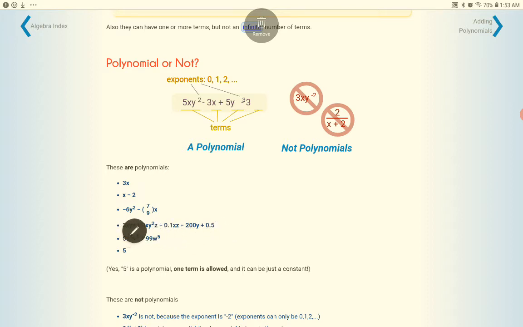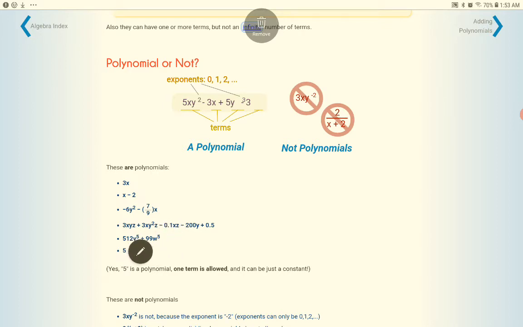The next one is 512v to the 5th plus 99w to the 5th. Again, I have many terms, so I have 2 terms. Both of them have an exponent of 5. That's a whole number. There's no variable in the denominator, so that is a polynomial.